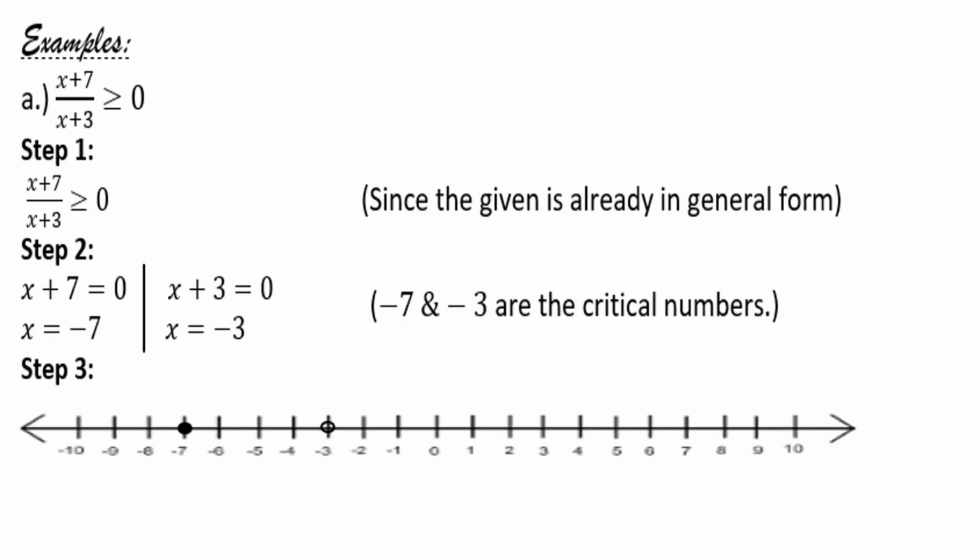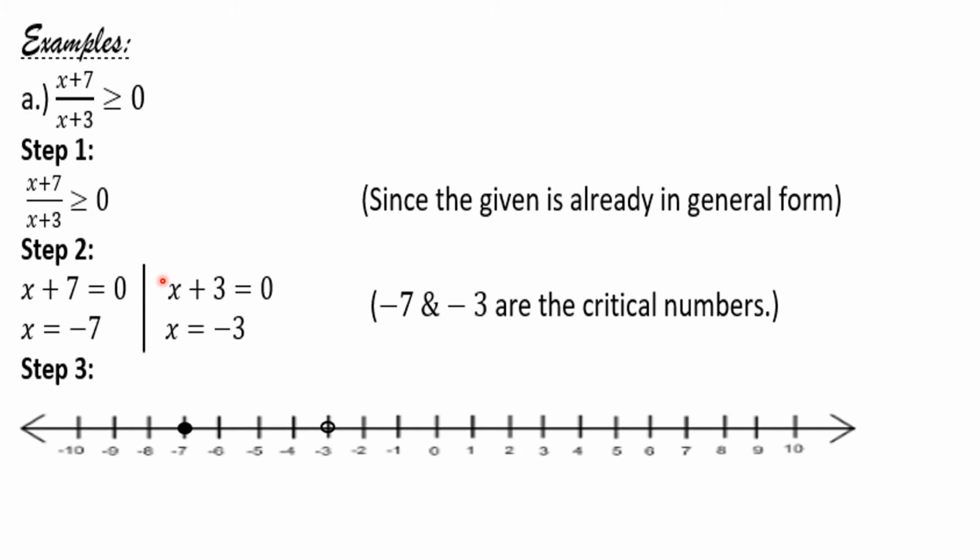Okay, so let's have here an example. x plus 7 all over x plus 3 is greater than or equal to 0. So step 1 is to make the given into its general form. Since it is already in the general form because the right side of the inequality is already equal to 0, we just proceed to step 2.